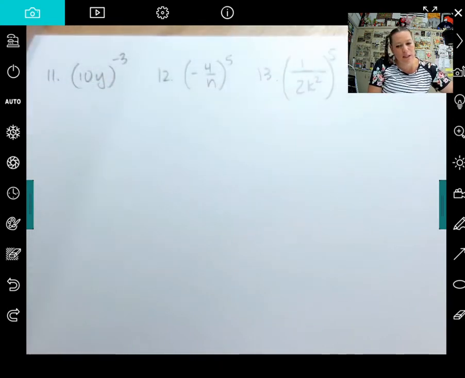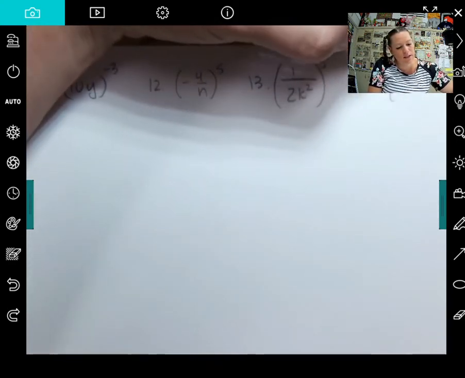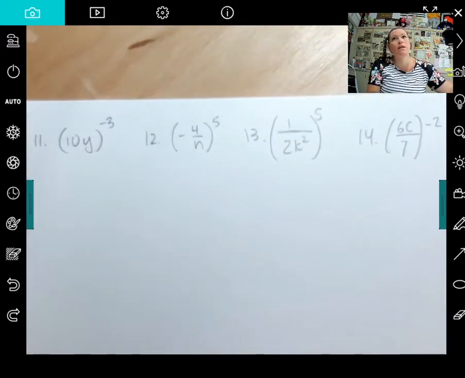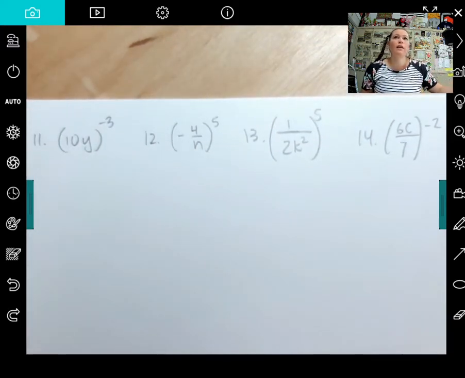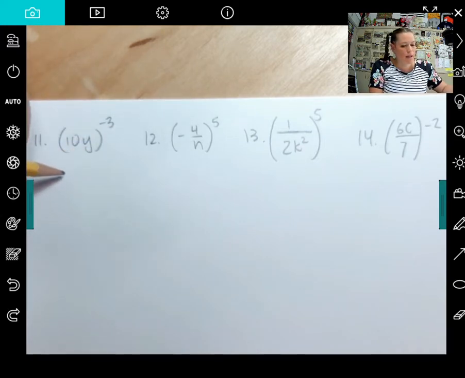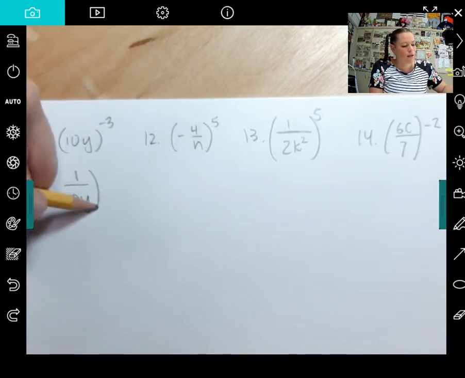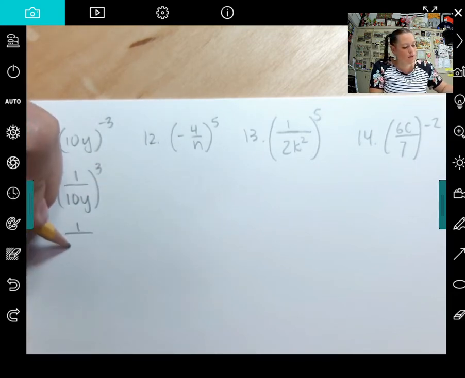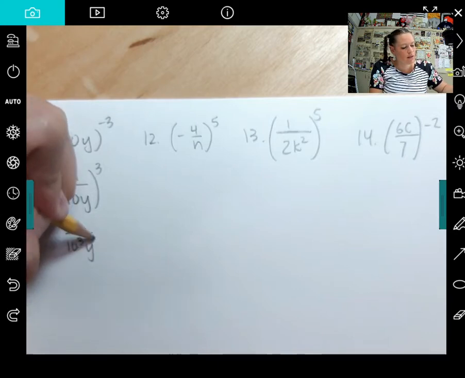And then 14 is going to be the quantity of 6c over 7 to the negative squared. So there they are. Go ahead and try these. Pause the video. So you should have gotten for this one the negative 3 when you square it in. We would get 10 to the negative third, or you could simplify by taking the reciprocal right away. So 1 over 10 y to the third, which would be 1 over 10 cubed y cubed.